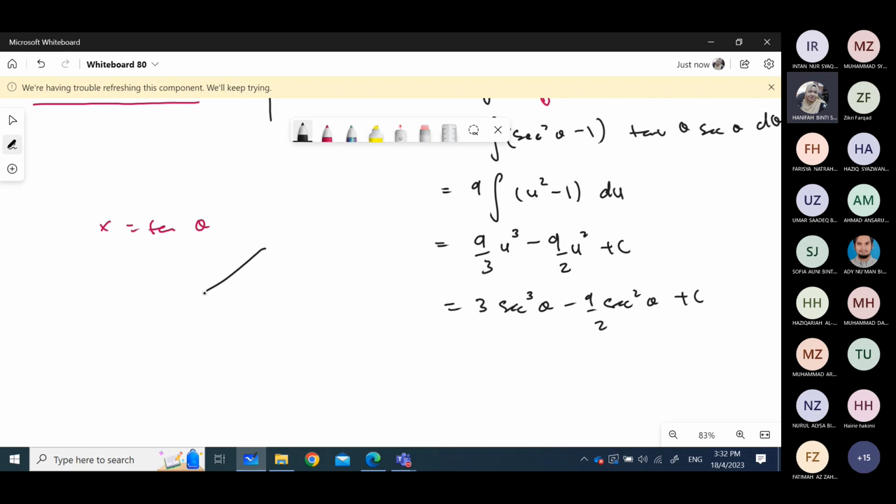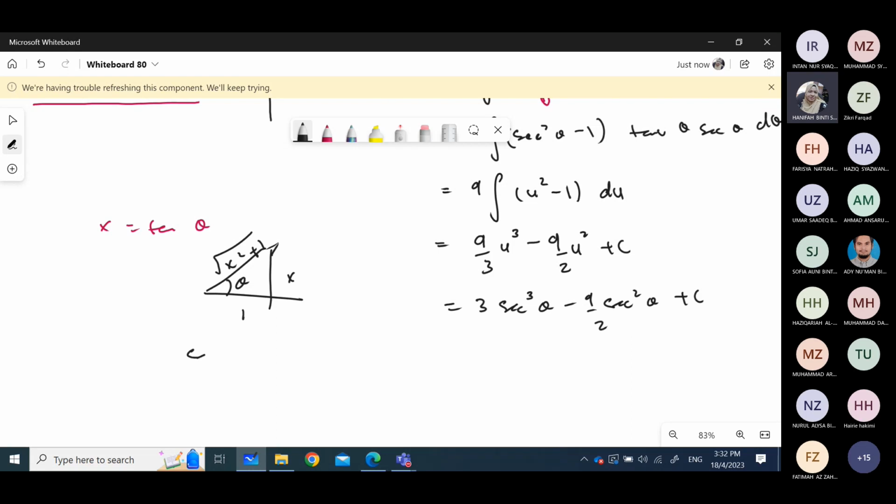Jadi you punya diagram dia akan jadi macam ni lah. So this is our theta. So tangent theta is x. So maknanya yang dekat sini satu lah. This one is x. So this one is square root of x squared plus 1.